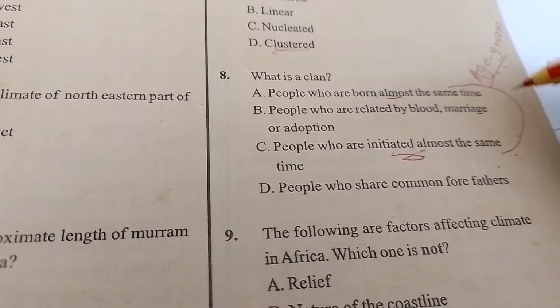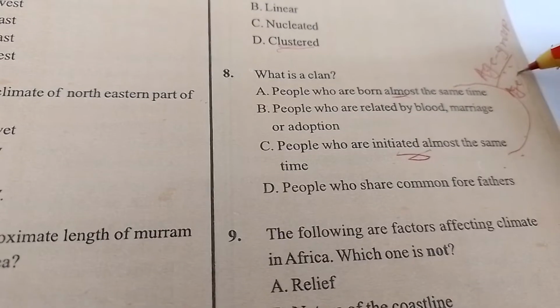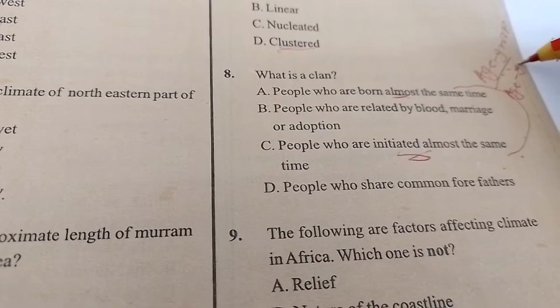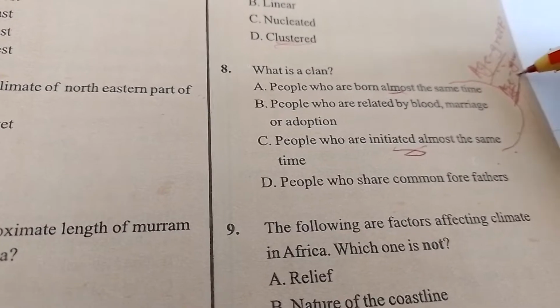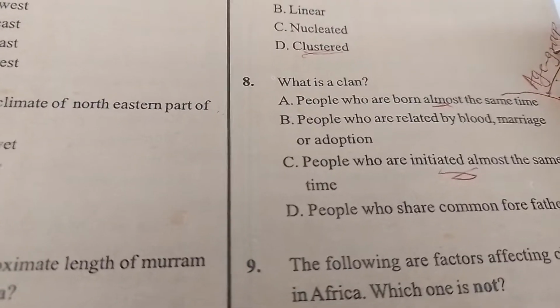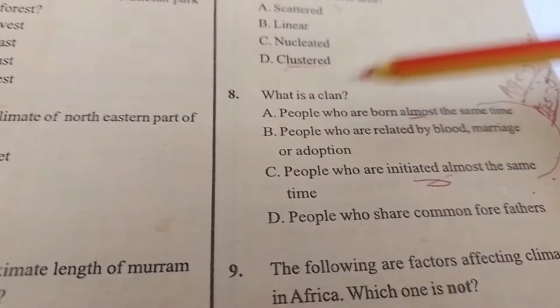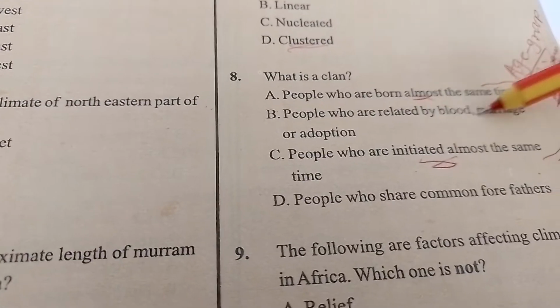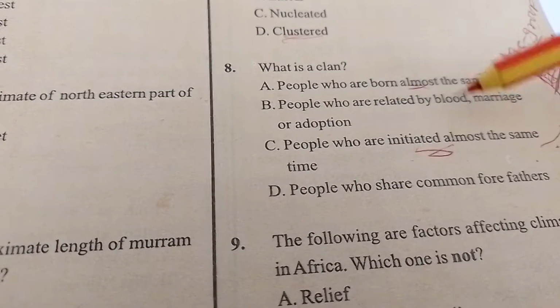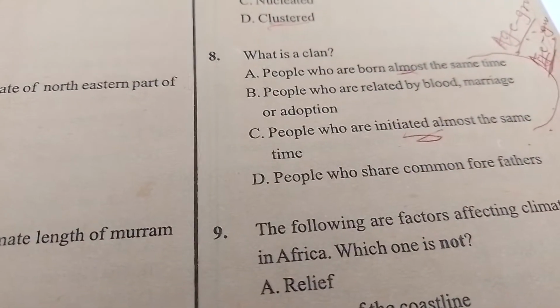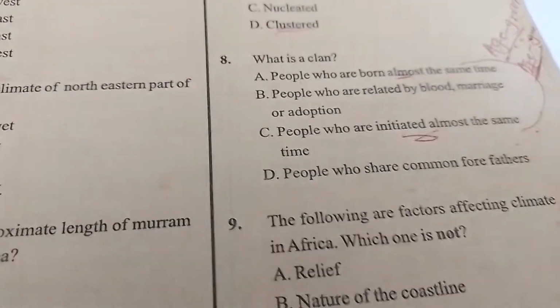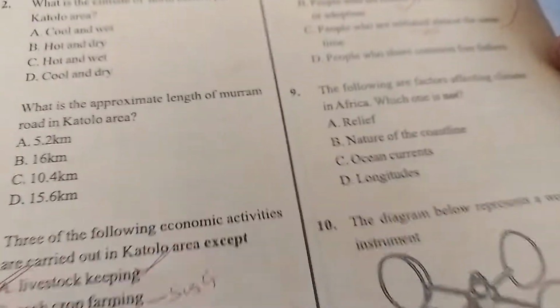But the age set is made of more than 2 age groups. So an age set is made of more than 2 age groups, and the age group, these are members who were born and also initiated almost at the same time. But the clan here, these are members who share the common ancestor. So people who are related by blood. When we share the common ancestor, the relationship between ourselves is through blood. So the answer here is B.